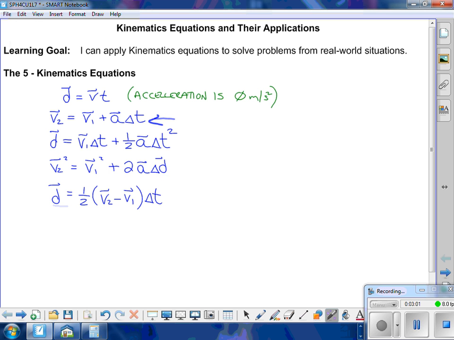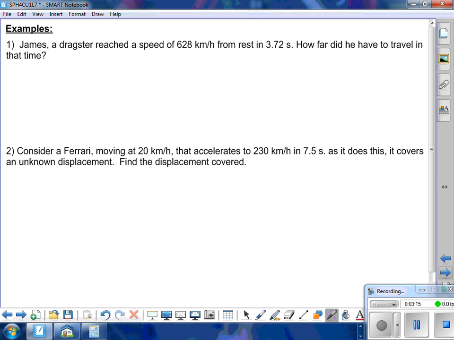So you'll definitely want to put this on your study sheet or cheat sheet, because you need these for the next day or so. Okay, very important. And we're going to have to use these formulas again in the next unit, so it's a good idea to get comfortable with them. Now I have a series of questions to go through, examples, and it's just a matter of you going through and solving. So James, a dragster, reached a speed of 628 kilometers per hour from rest in 3.72 seconds. How far did he travel in that time?